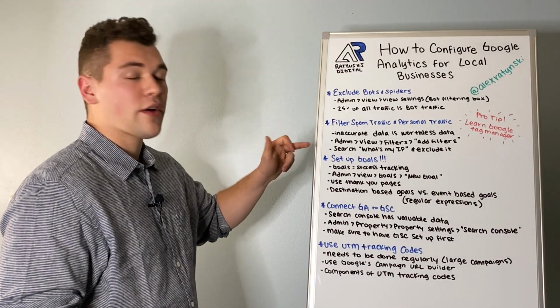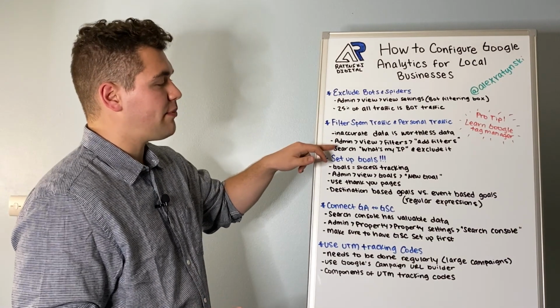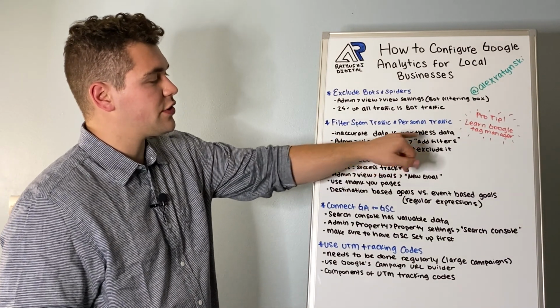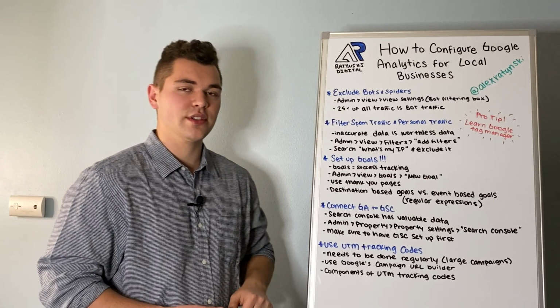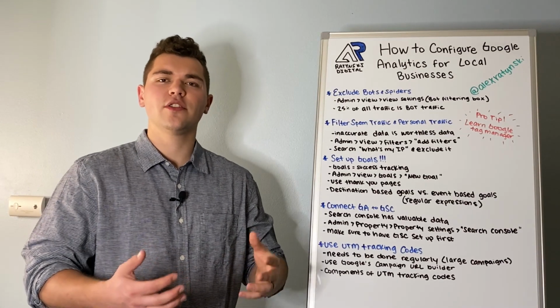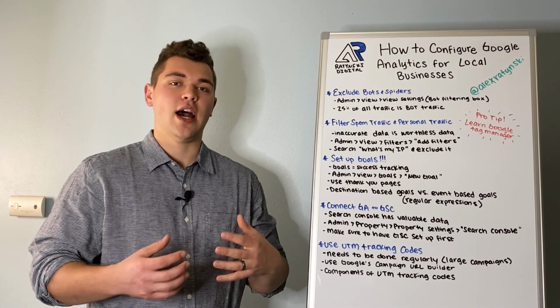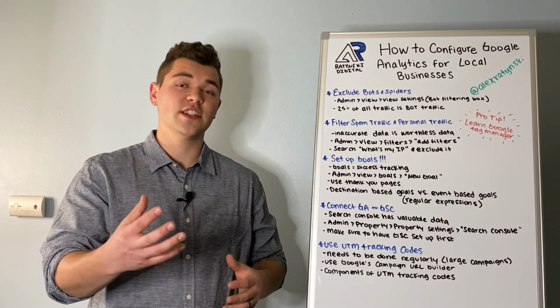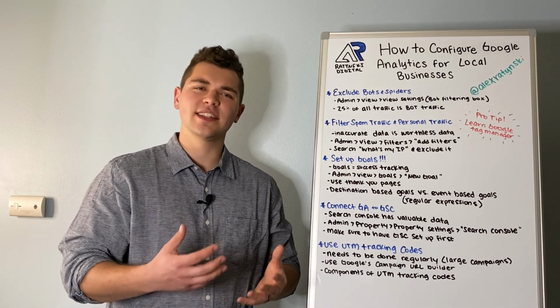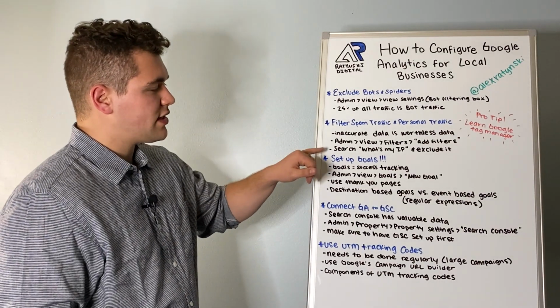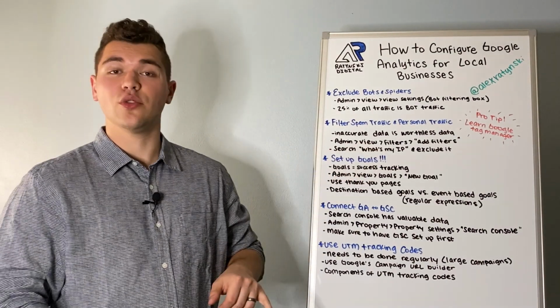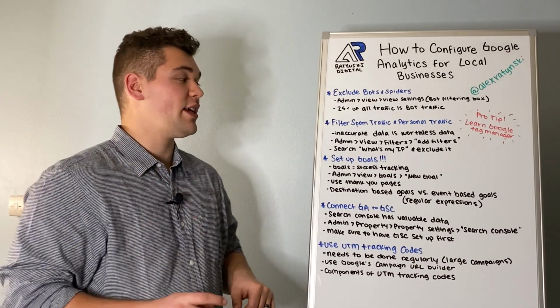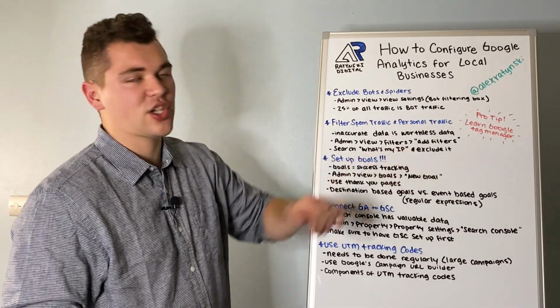And the way we can filter out our own traffic is to go to Admin, View Filters, and then Add Filters. And what we want to do is make sure to filter out our own IP address, perhaps the IP address of our team, our home office, our physical main office location, things like this. And the way we can do that is to search, what's my IP in Google? You'll be able to find your IP address, and then from there you can exclude it.